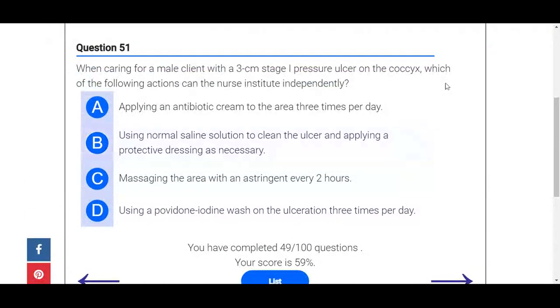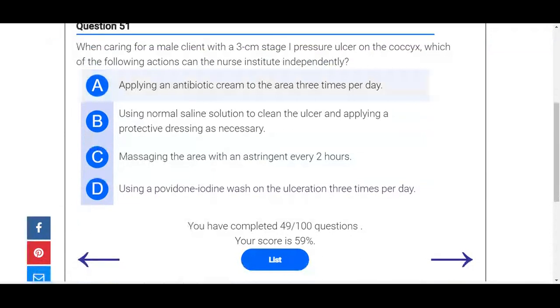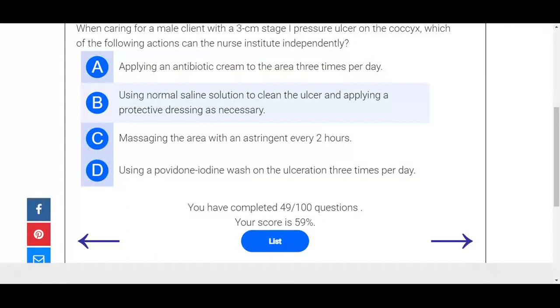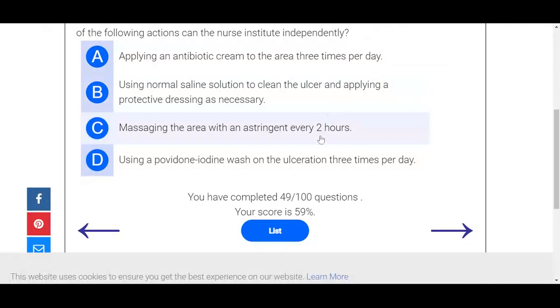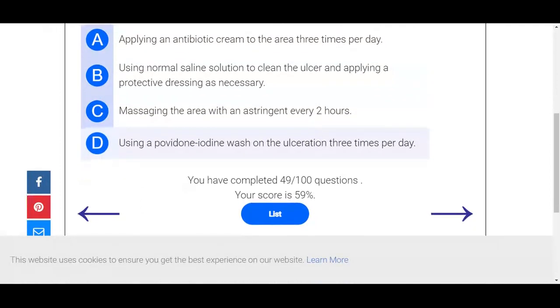When caring for a male client with a 3 centimeter stage 1 pressure ulcer on the coccyx, which of the following actions can the nurse institute independently? Applying an antibiotic cream to the area 3 times per day, using normal saline solution to clean the ulcer and applying a protective dressing as necessary, massaging the area with astringent every 2 hours using povidone iodine.